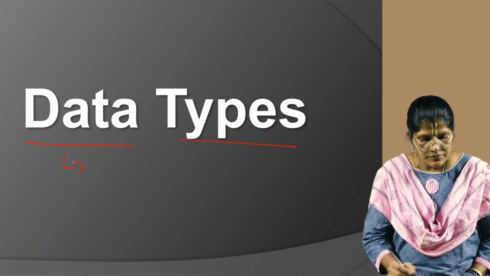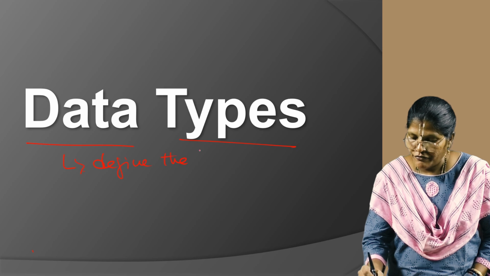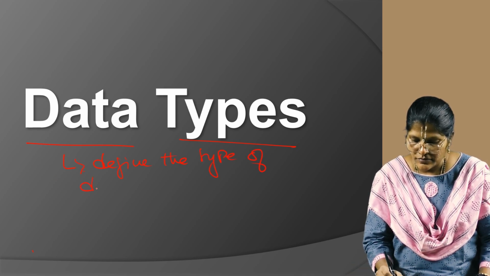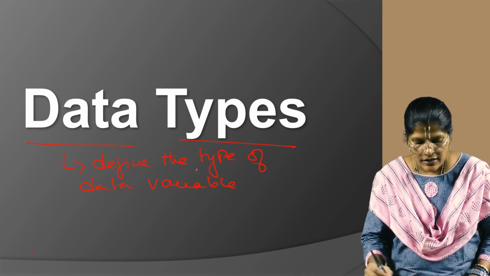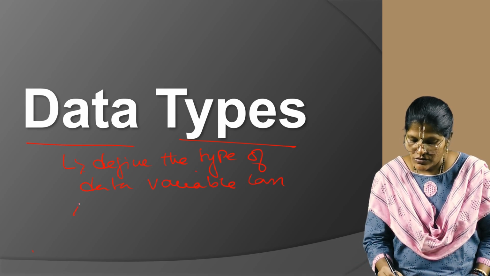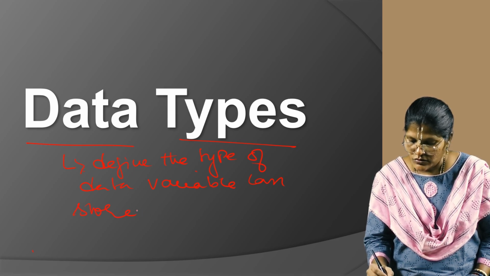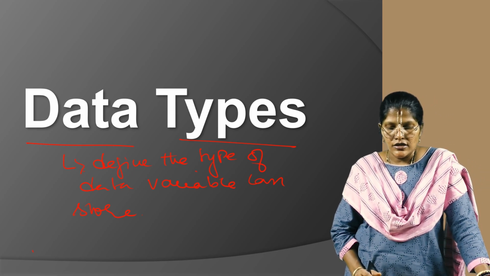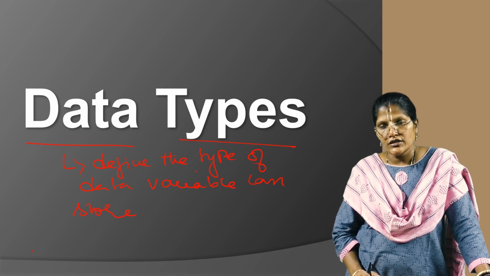Data types are used to define the type of data a variable can store. So whenever you are declaring a variable, we use the data type such that it can be used within the program.